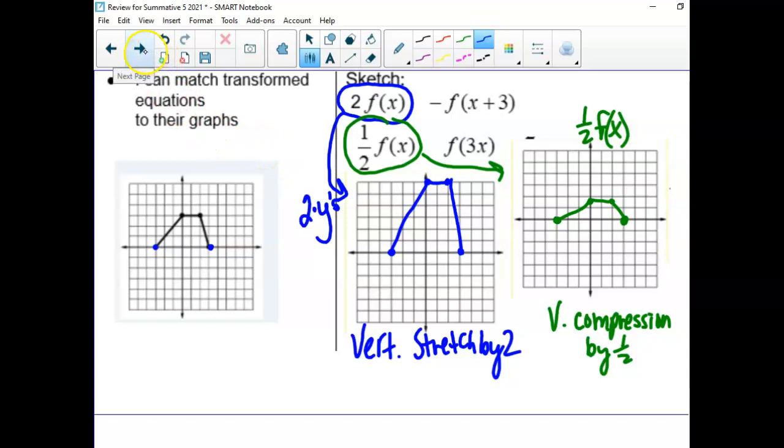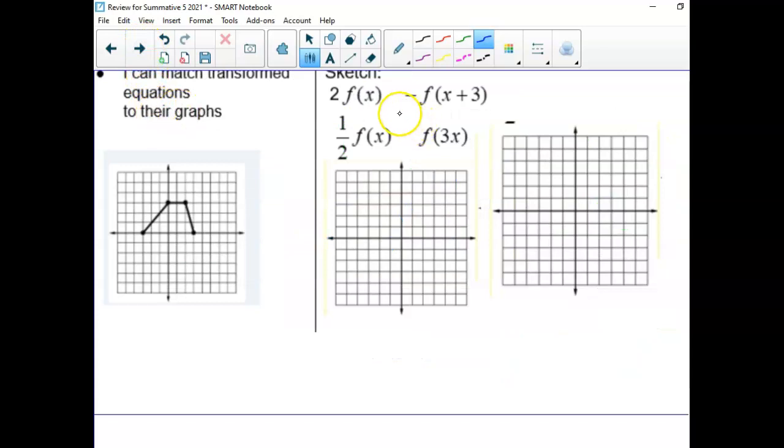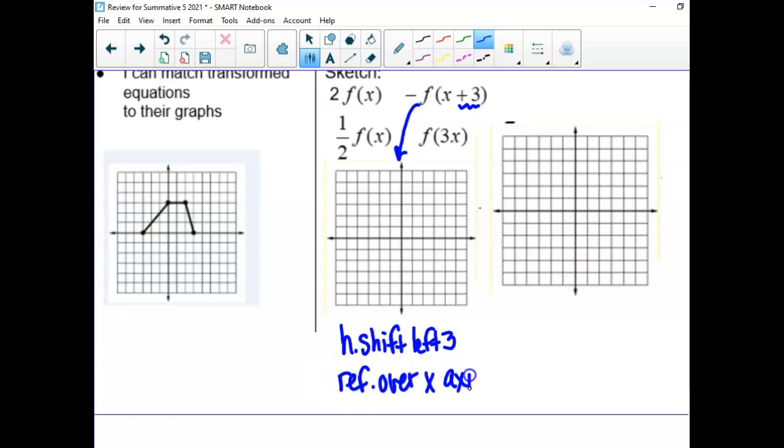Okay, the other 2. It's okay if I go to another slide to put the other 2? I want to make them nice and big. So let's do this one here. Two things. Uh-oh, what two things happen, guys? Inside here, that is shift left 3. And then opposite in the front would be reflect over x-axis. I don't know if I can do both of those at once.